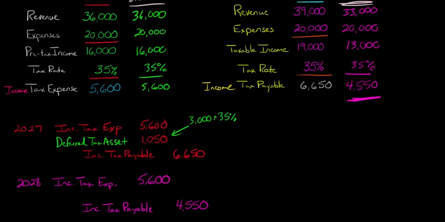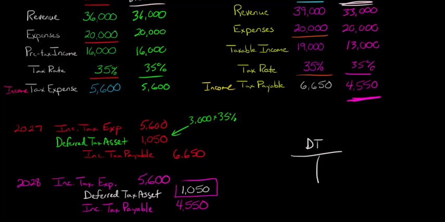Okay. Now notice that to make our left and right side balance, we need something here. So this is going to be $1,050. Same as our deferred tax asset before, but this time we're crediting the deferred tax asset. We're reducing it. Okay, so basically this deferred tax asset, if we were to look at a T account, we had debited it in 2027, and now we credit it in 2028. So now the deferred tax asset is off the books.